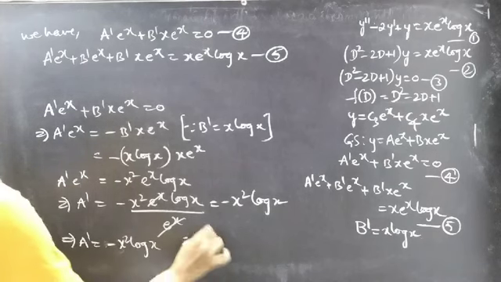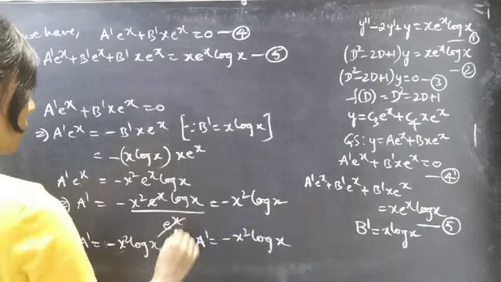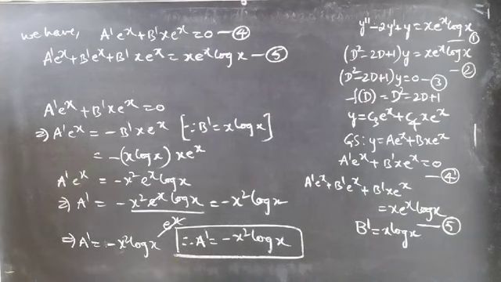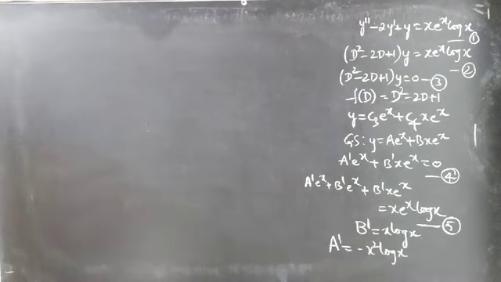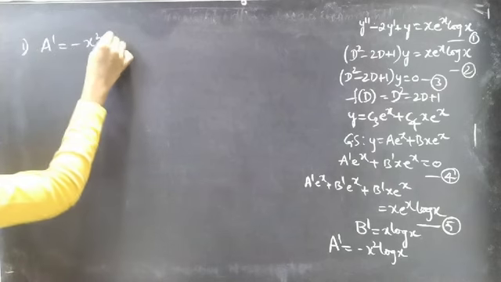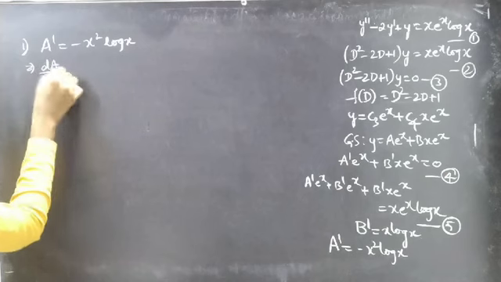Therefore, a dash equals minus x square log x. We got a dash and b dash. Let's now find a and b. We have a dash equals minus x square log x, right? A dash is nothing but the derivative of a with respect to x.